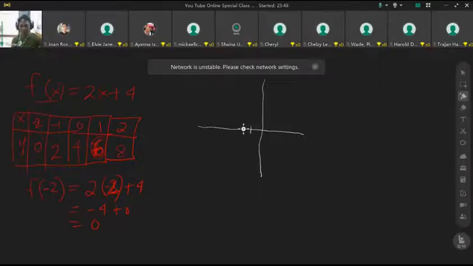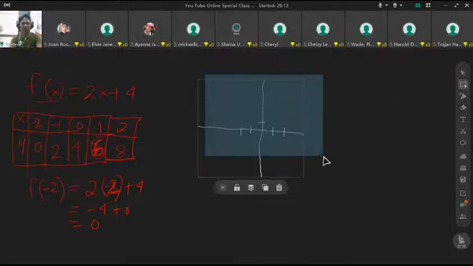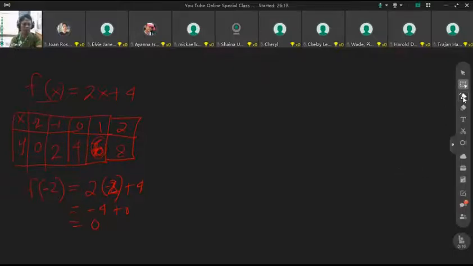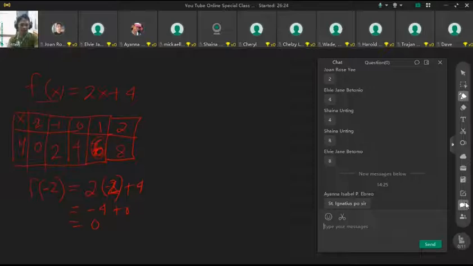Negative 1, negative 2, 0, positive 1, positive 2. Right? And our highest value for y is 8. Okay, let us repeat. Who among you here knows how to graph this one? Since this is only a line.